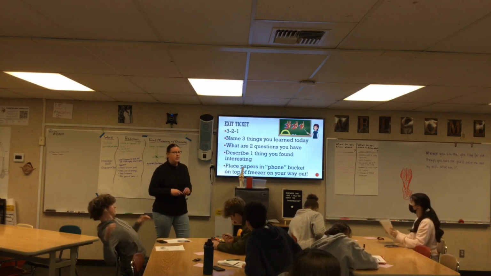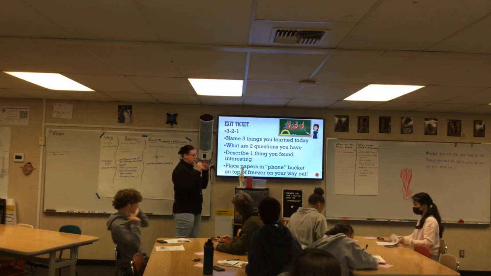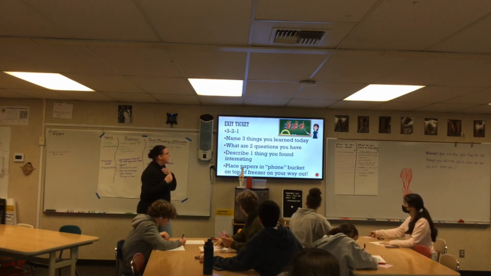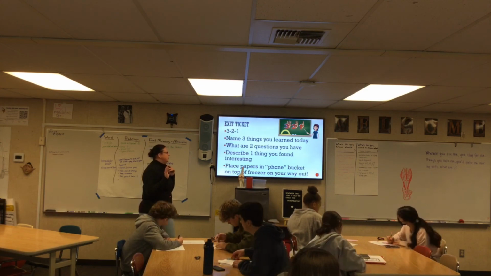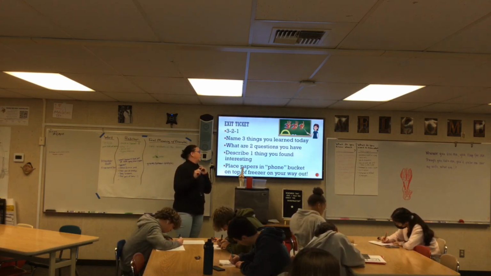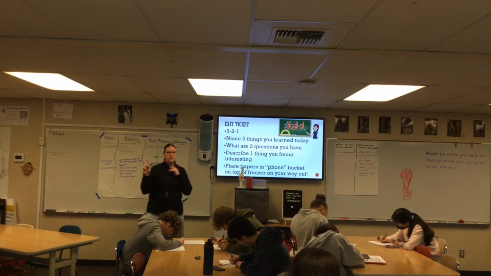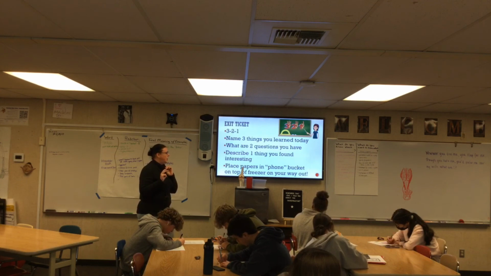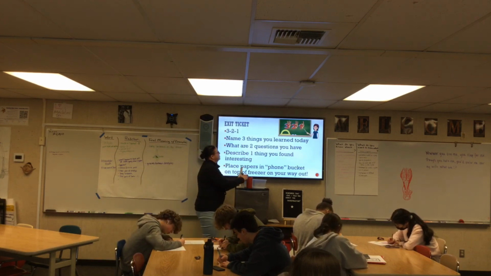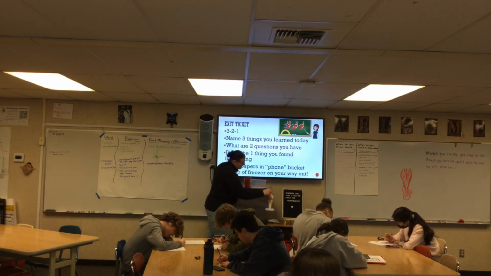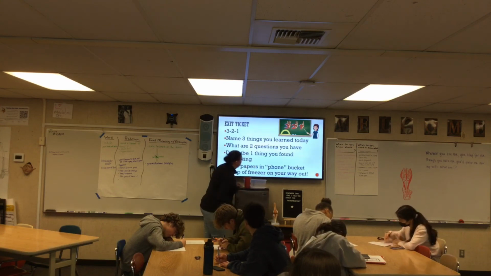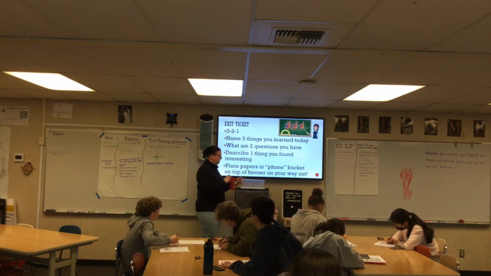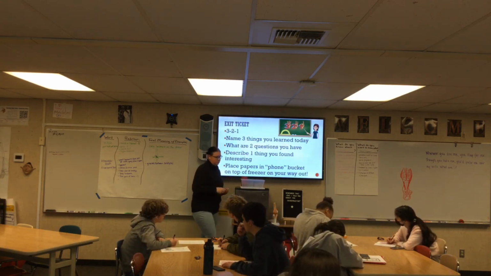All right, so here's our exit ticket for the day. I need you to use your little purple pieces of paper. We're going to do 3, 2, 1. Name 3 things you learned today, 2 questions you have, and describe 1 thing that you found interesting. So total, you should have 6 items on your paper. And when you're done, you can put them in our little box up here that says phones.